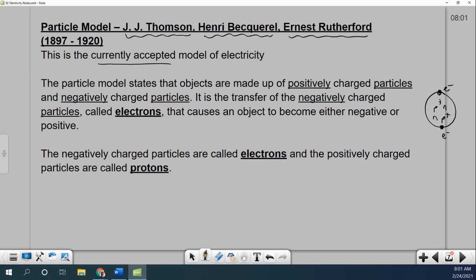We only transfer negative charges. We'll talk about why in a slide or two, but quick refresher: the negatively charged particles are called electrons, and the positively charged ones are called protons. Protons are positive, P+, and electrons are negative, E-.